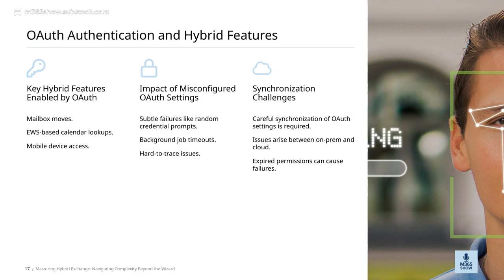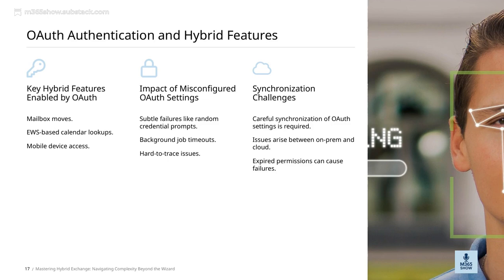When you're working with a hybrid exchange environment, mastering the synchronization of OAuth settings is crucial. If these settings aren't carefully managed, issues can quickly arise between your on-premises servers and the cloud. For example, expired permissions can lead to authentication failures, which can be tricky to troubleshoot. Synchronization challenges are quite common. Sometimes, you might notice subtle failures, such as random credential prompts that seem to appear out of nowhere, or background job timeouts that can disrupt processes silently. These issues are often hard to trace, but understanding their root causes is key to maintaining a smooth hybrid setup.